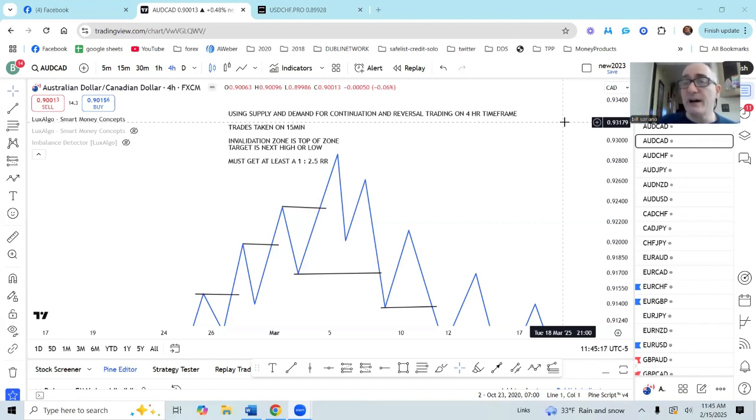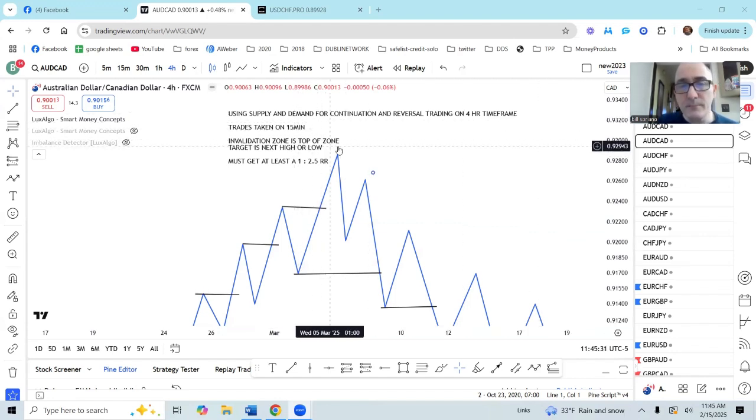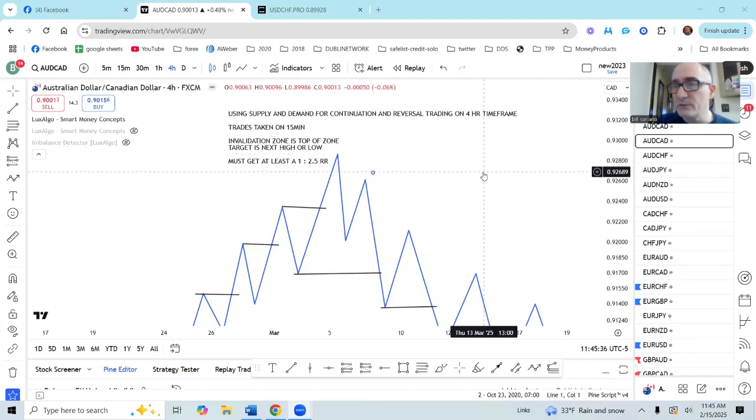Normally, we'll find a refined supply or demand zone on the 15-minute after we get that change of character or lower time frame flip that we're looking for. I'll tell you all about this. Invalidation zones will be at the top of that zone, and the target will be the next higher low. Must have at least a 1 to 2.5 risk to reward ratio to take the trade.